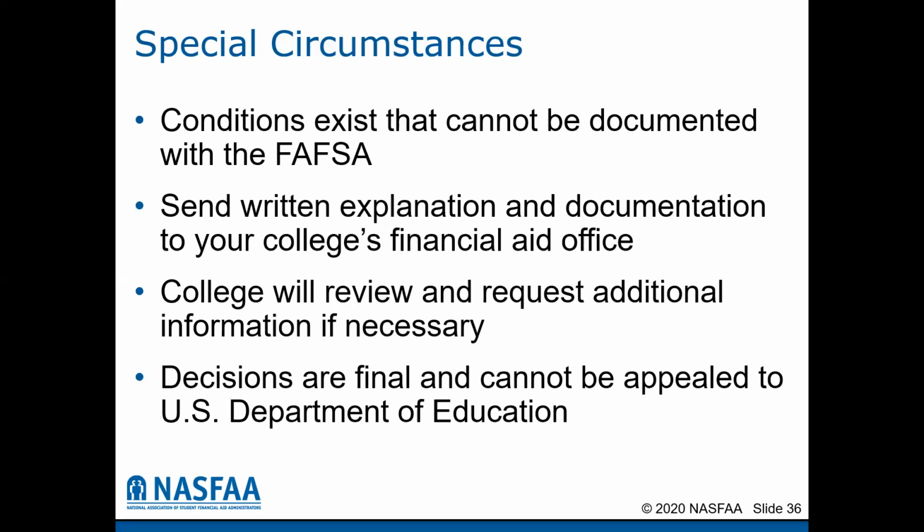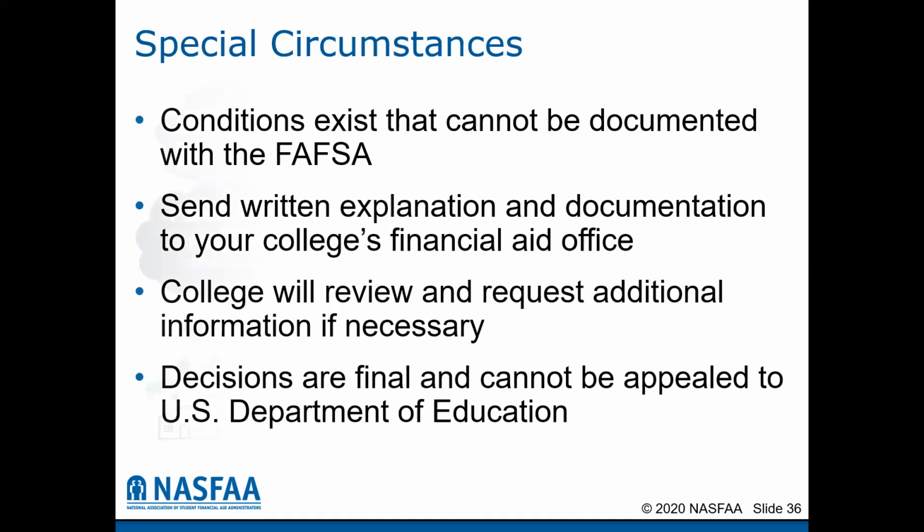What you would want to do is first contact your college's financial aid office to see if they have a financial appeal process or if they just need that written explanation and documentation. But I would check with that financial aid office first before sending something in to make sure that you're not duplicating your work. The college will then review and request additional information as necessary. Decisions are final and cannot be appealed by the U.S. Department of Education.